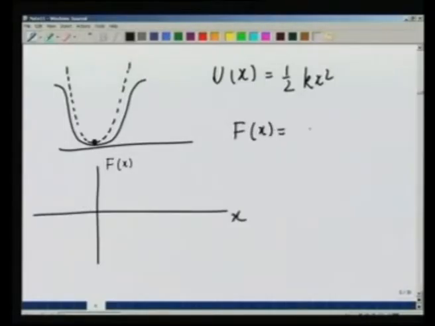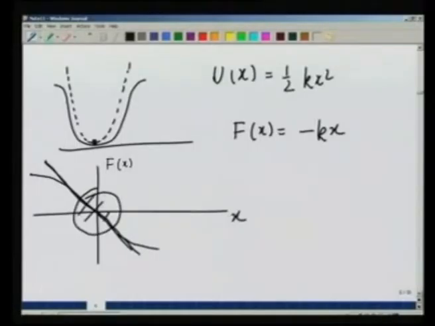F(x) is equal to minus kx. So when x is positive, I am approximating the force like this, and when x is negative, it is like this line. You see here that in reality the force goes something like this, and then it becomes slightly less in magnitude. But we approximate this as this line, and therefore as long as the motion is confined to this region, it is a good approximation.